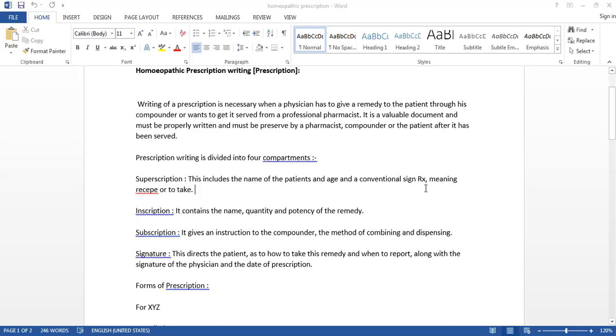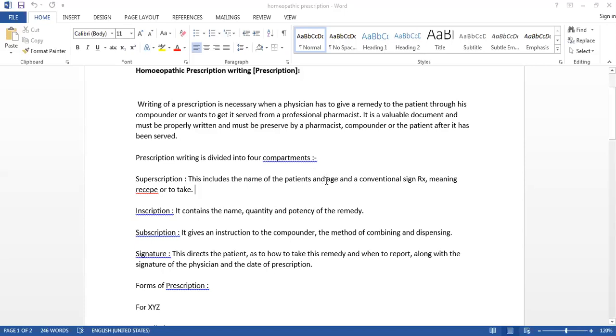Then conventional signs, that is the RX, that I am giving. So all these things should be in the superscription. This RX represents God Jupiter. Okay, these are about the superscription. So what things you have to write down here: the name of the patient, age of the patient, RX, and the address of the patient is also here in the superscription.